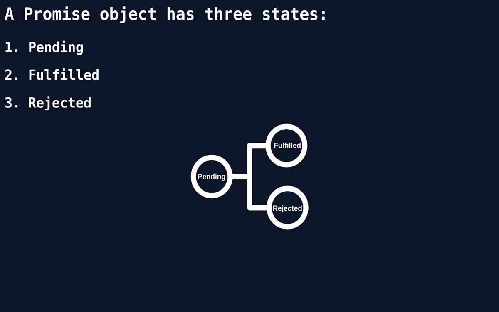Rejected. When the asynchronous operation fails, the promise object is in the rejected state. It means that the result of the asynchronous operation is not available. It is also called the rejected state. To change the state of a promise object from pending to rejected, we need to call the reject function with the error. Let me quickly write a code to demonstrate the three states of a promise object.